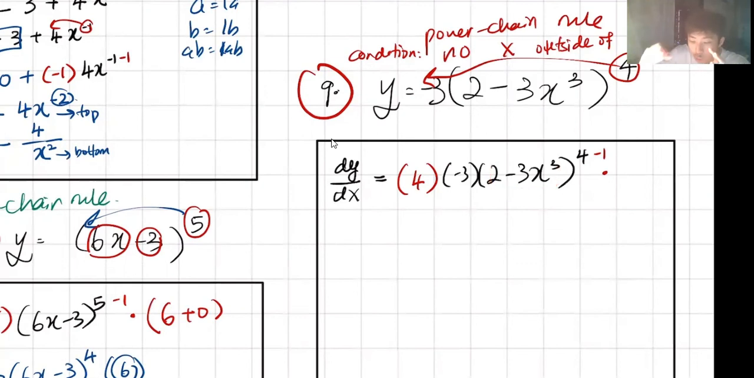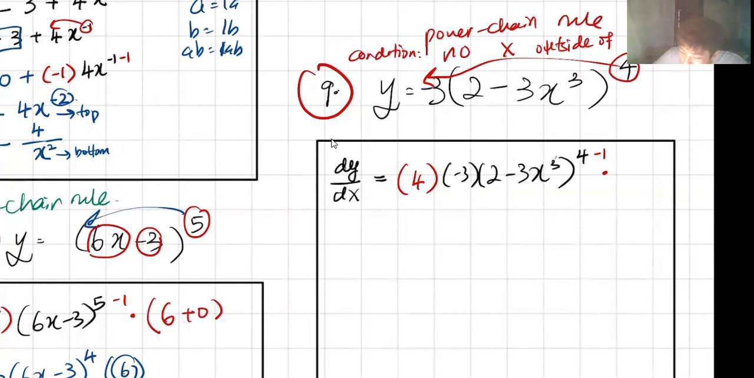Inside the bracket, you know where the bracket is, right? You've got to differentiate what is inside this bracket. Only this bracket, the rest you don't have to care about. Only the bracket that has the power, you care about it. You look at what is inside the bracket. When you differentiate 2, you get 0, because when you differentiate a constant without x, you get 0.